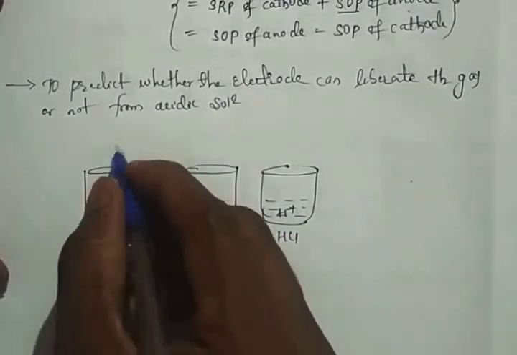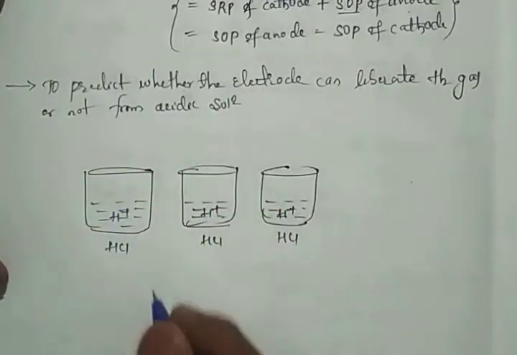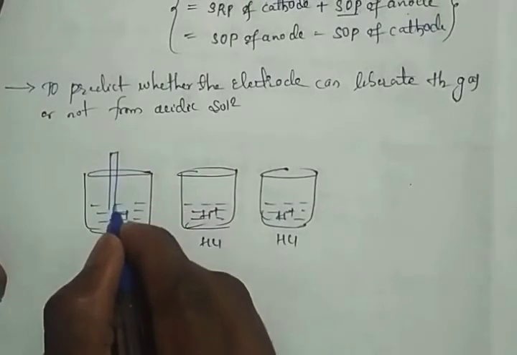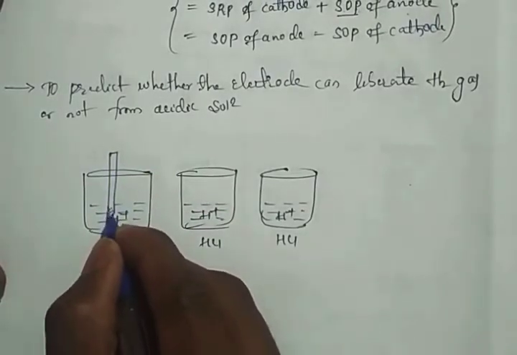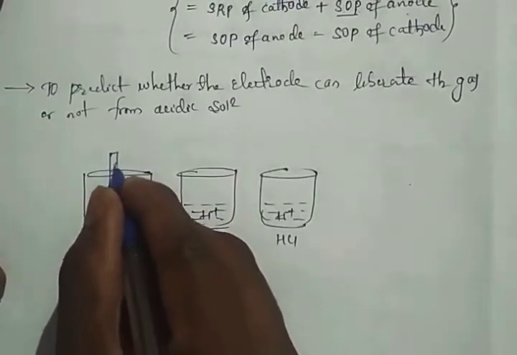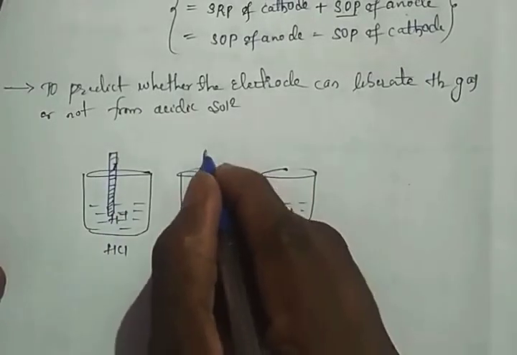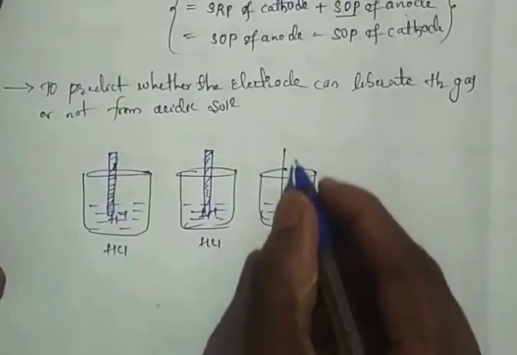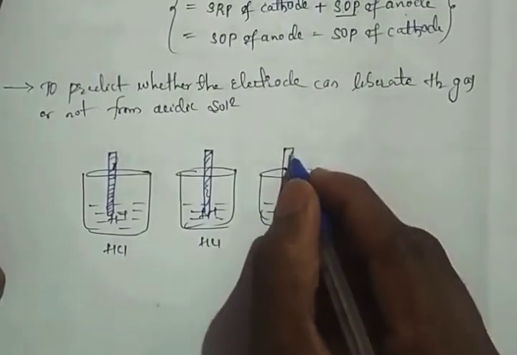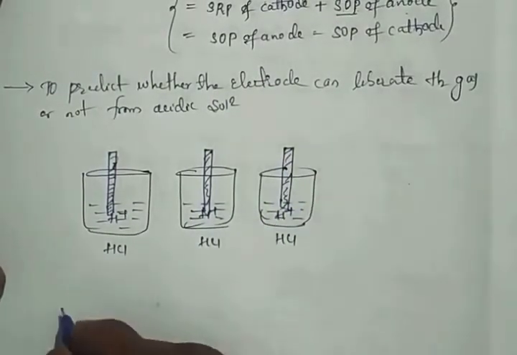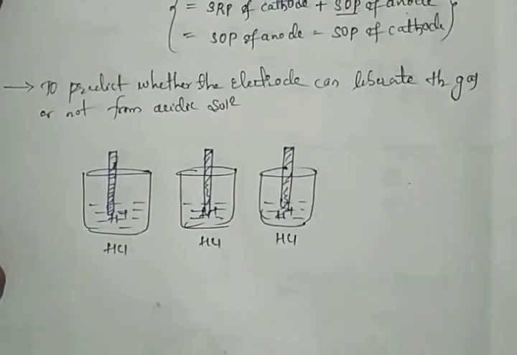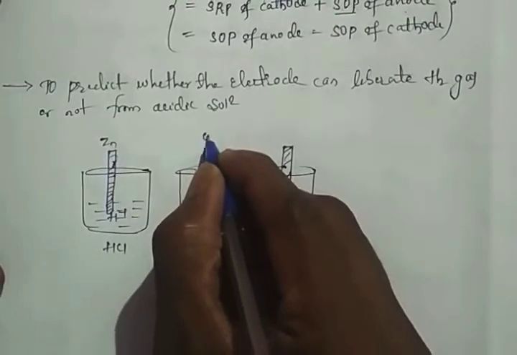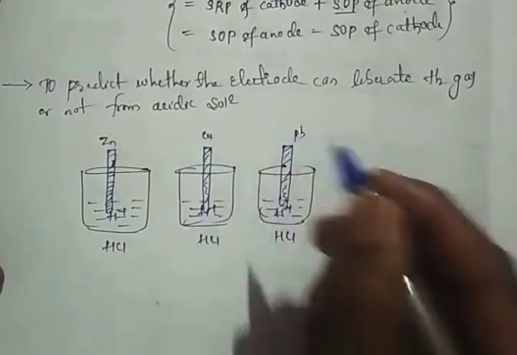Now, in the first case, an electrode A is dipped. Electrode A, electrode B, electrode C. I have not mentioned which electrode it is; if it is mentioned, you can directly predict. Suppose, generally, this one is zinc, this is copper and this is lead.